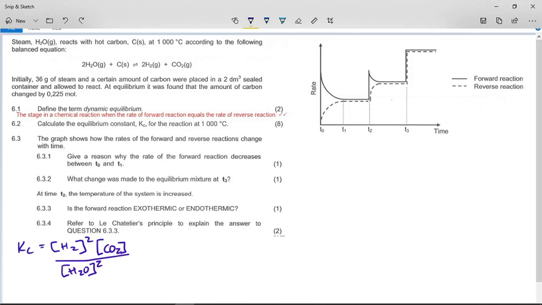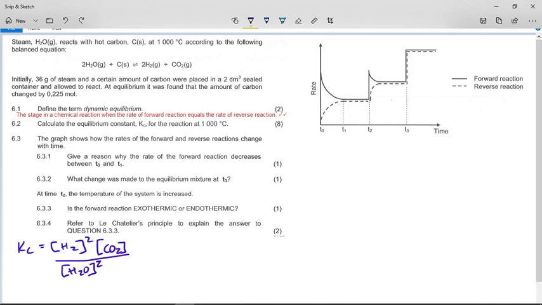Hydrogen squared, concentration of hydrogen squared, times the concentration of carbon dioxide over the concentration of water squared in the square brackets. Okay, so there's your Kc expression for 1 mark. Always make sure you write your Kc expression. Now we want to calculate the equilibrium constant, so I am going to use a rice table.